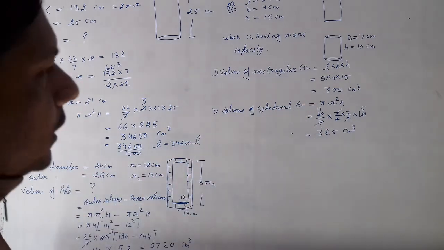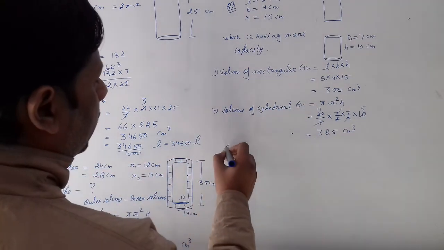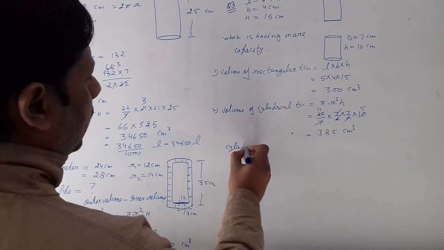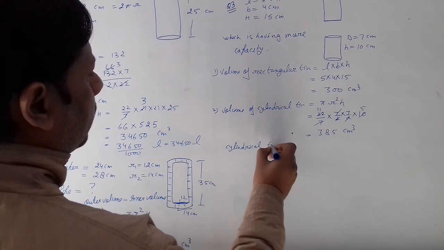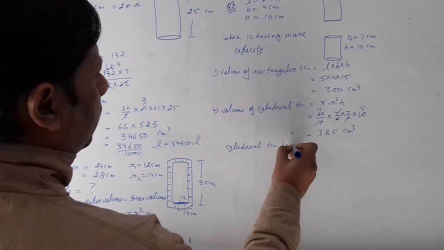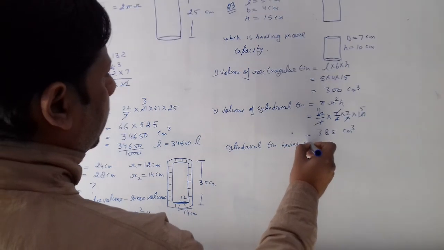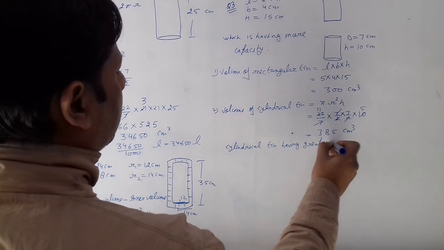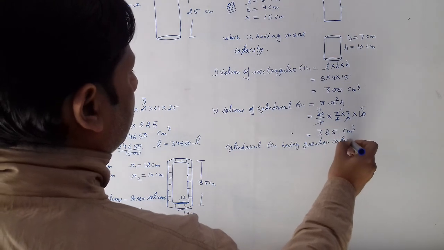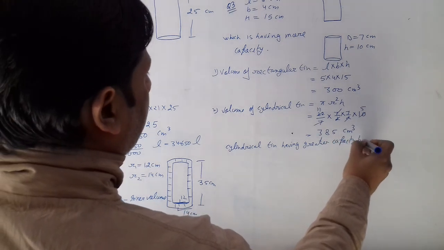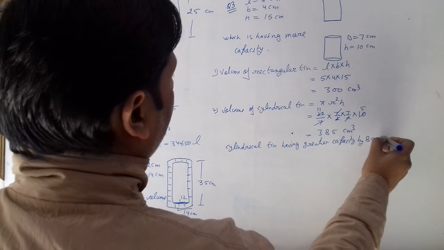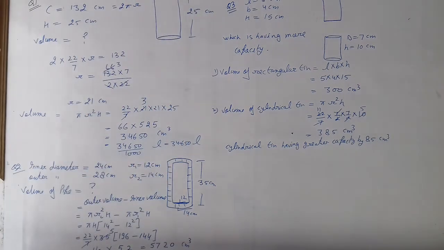So first one, rectangular tin having 300 centimeter cube. Cylindrical tin 385. So we can write here cylindrical tin having greater capacity by 85 centimeter cube. Clear, students? The difference between these two is 85 centimeter cube.